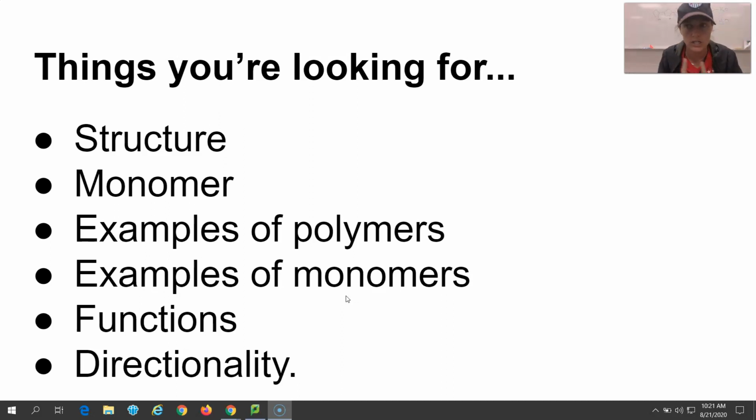We're doing proteins today. The cool thing about proteins, between you and me, these are the most important macromolecule. Psst, don't tell the other macromolecules.